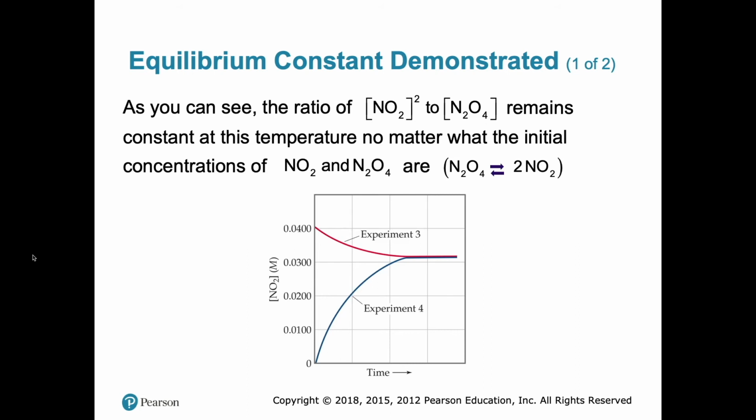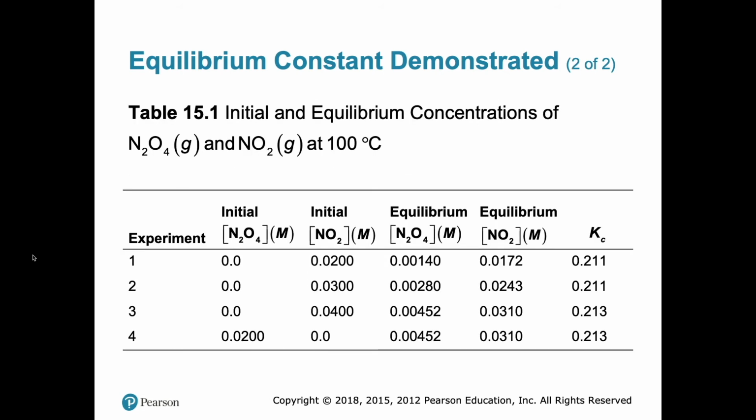So the takeaway message from this is that the equilibrium constant in these gases remains constant and stays the same regardless of the starting concentration. Okay, does that make sense? Regardless of the starting concentration. So let's take a look at this using experimental data.